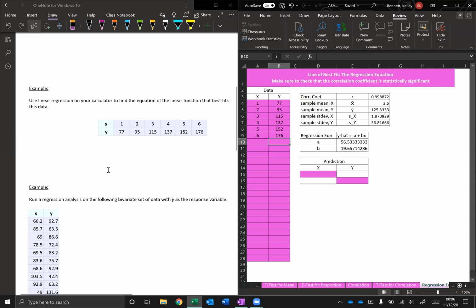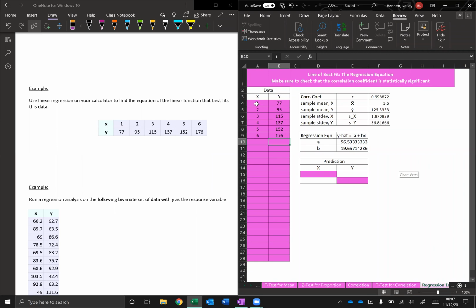Once we've inputted our data into Excel, it's going to compute our correlation coefficient. It's going to compute our sample means for X and Y. It's going to compute our sample standard deviations for X and Y, not that we need those, but just to show that they're computed. And then it's going to give us A and B. When we are asked to find the equation, it's up to us to take these coefficients A and B and put them into a y equals mx plus b form.